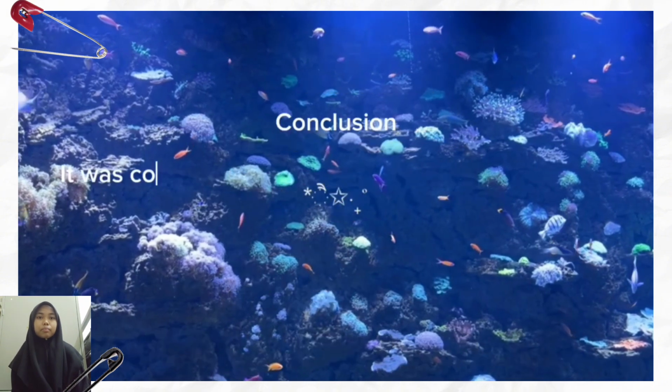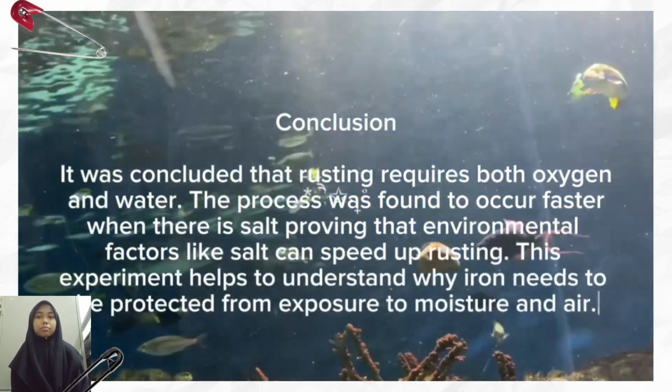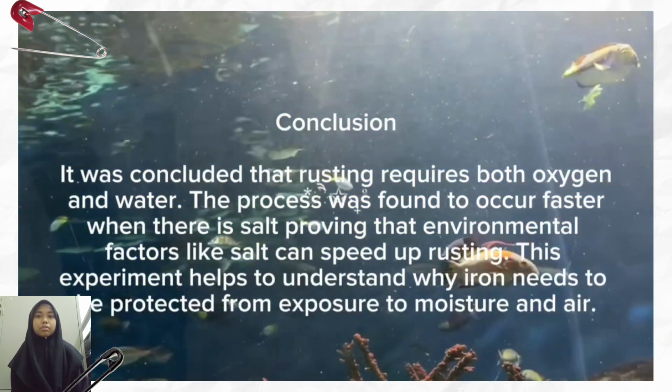The conclusion: it was concluded that rusting requires both oxygen and water. The process was found to occur faster when there is salt, proving that environmental factors like salt can speed up rusting. This experiment helped to understand why iron needs to be protected from exposure to moisture and air.